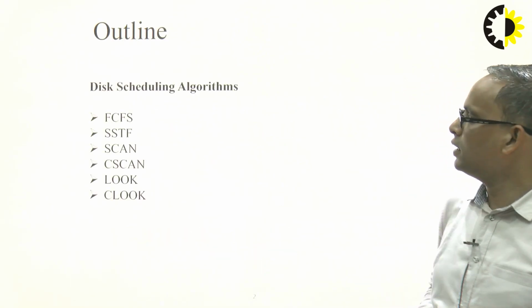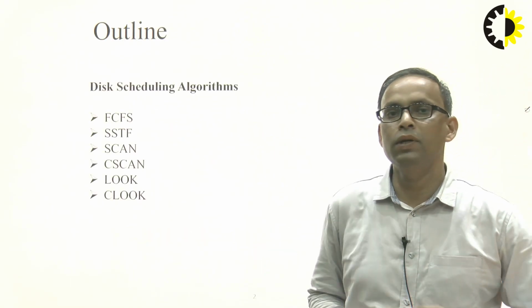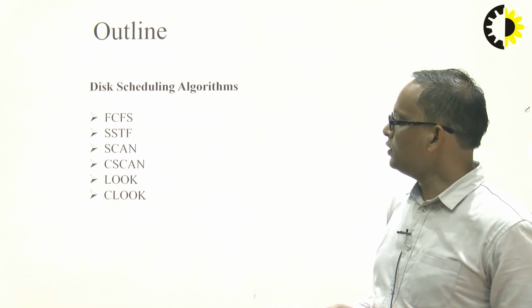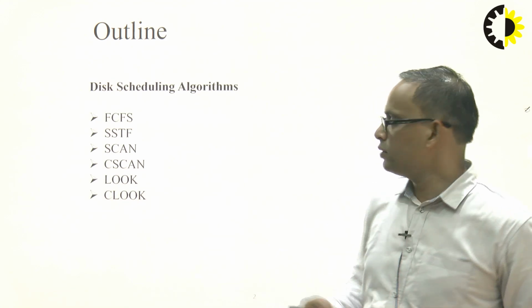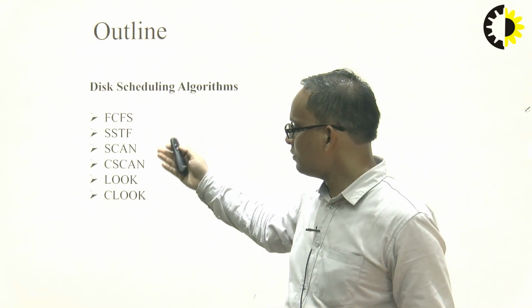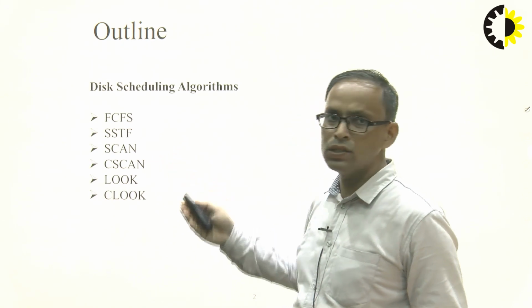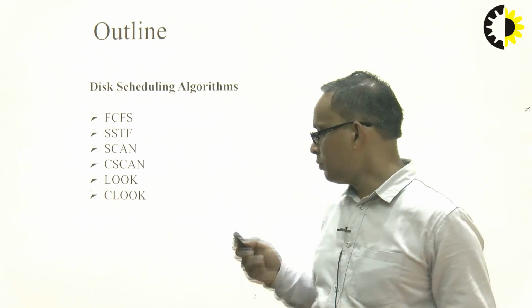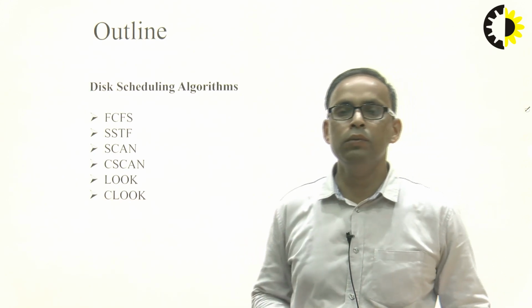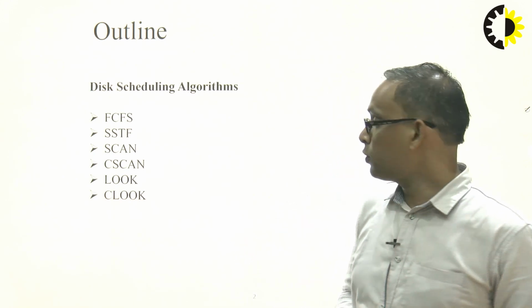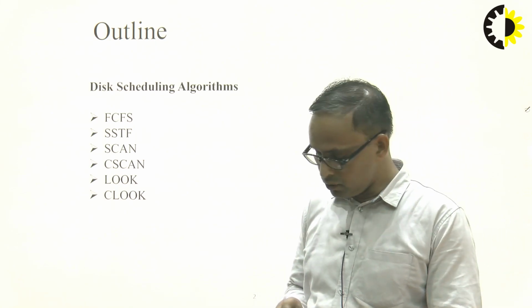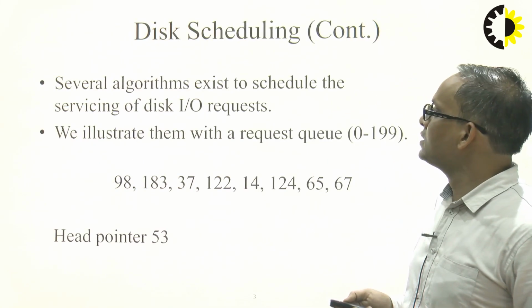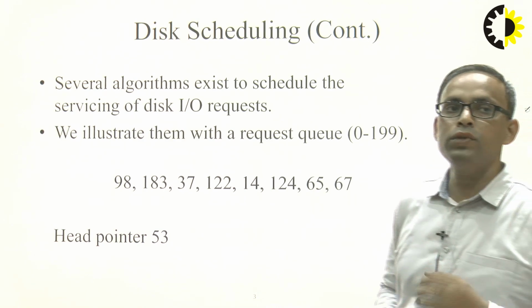So, this is the table of contents outline that I will discuss in this lecture. There are different types of disk scheduling algorithms like FCFS, SSTF, SCAN, C-SCAN, LOOK and C-LOOK. The concept of each type of disk scheduling algorithm will be discussed in this lecture, and we will also solve some problems based on each type of disk scheduling algorithm. So, let us start with the introduction of the disk scheduling algorithm.